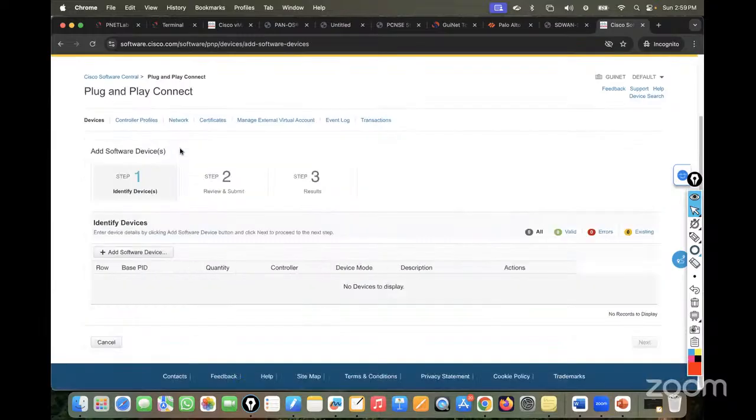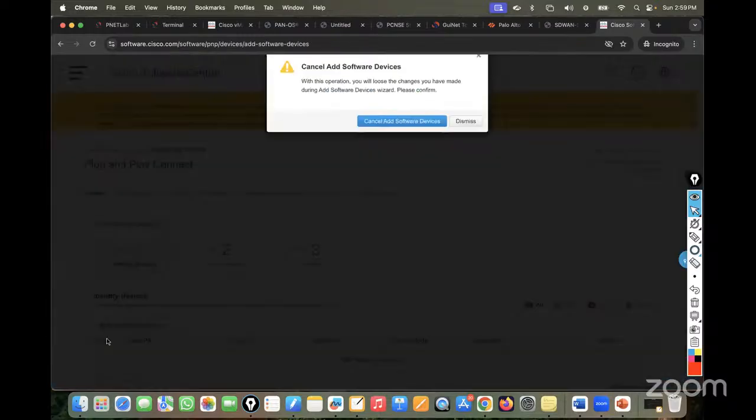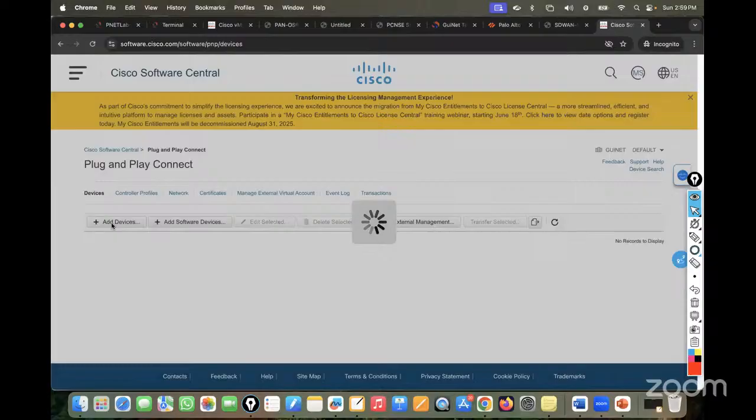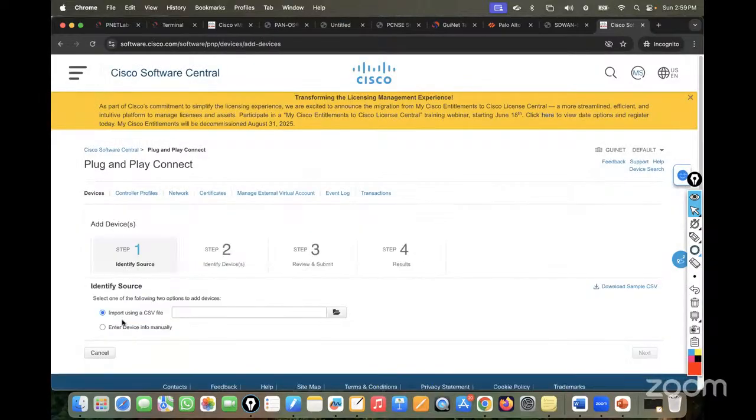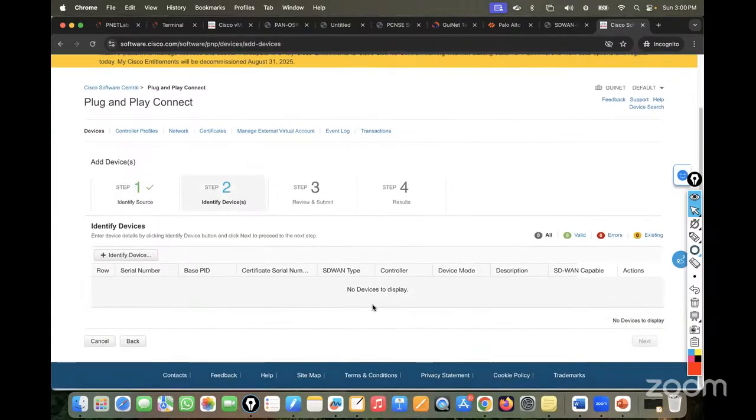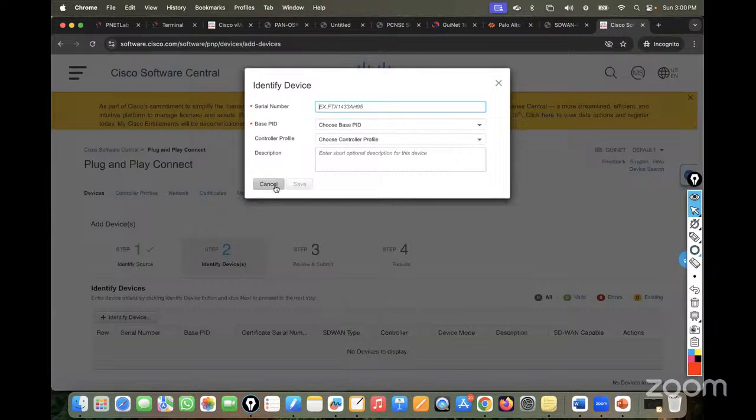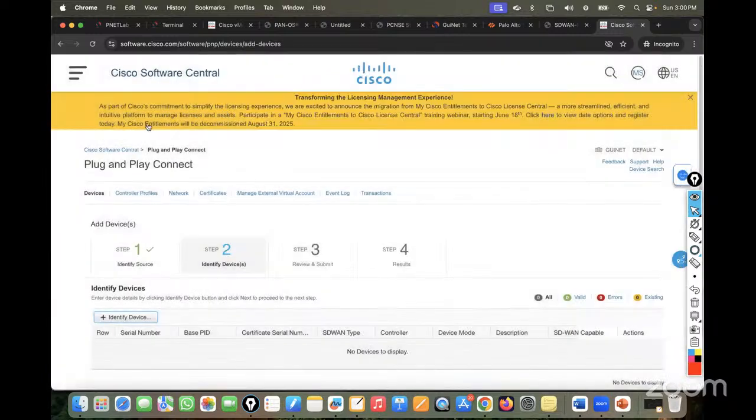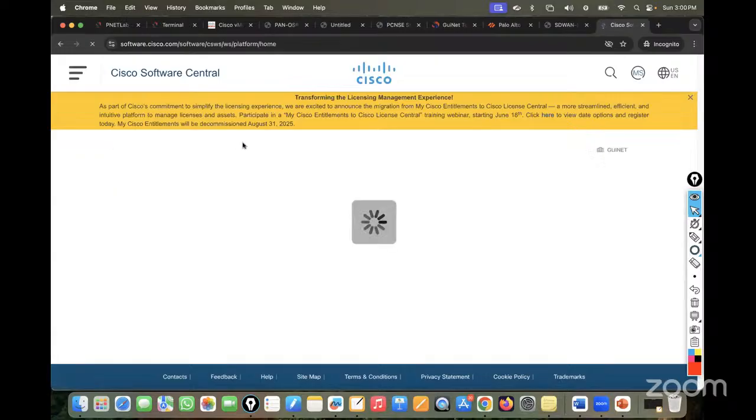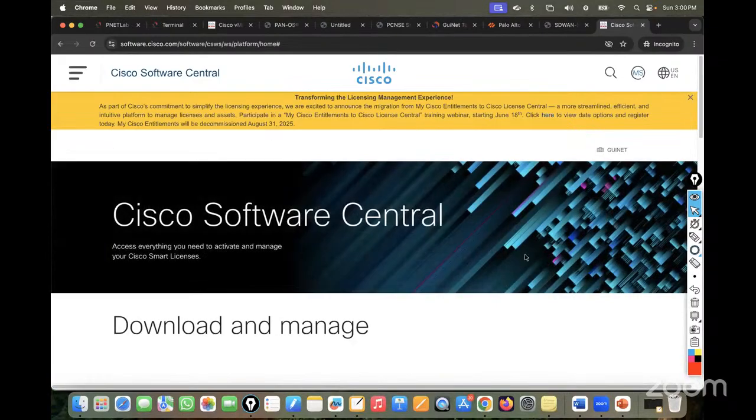If I want to add software devices, what is the process? If I want to add the actual physical devices, then what is the process? How can I add it? That all, if I want to import, then how can I do that? So this is how I can explain. So we'll discuss about this. So this portal also I'll show you, demonstrate live. So you'll get more idea about it.